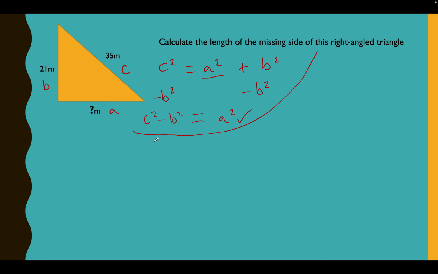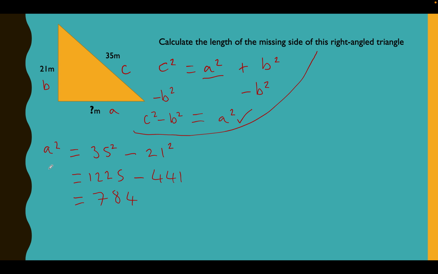Right, perfect. Let's put some values in then and make this work for us. So a squared is equal to, what have we got? C squared, so 35 squared minus 21 squared. Which is equal to what? So 35 squared is 1225, and we're going to minus 21 squared, which is 441, and that's going to equal 784. So what does this 784 mean?